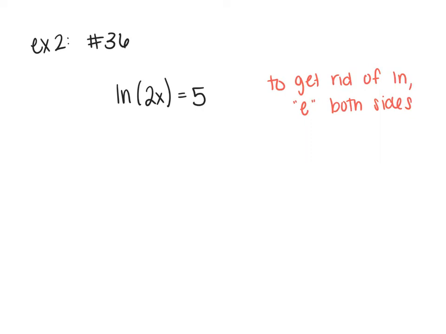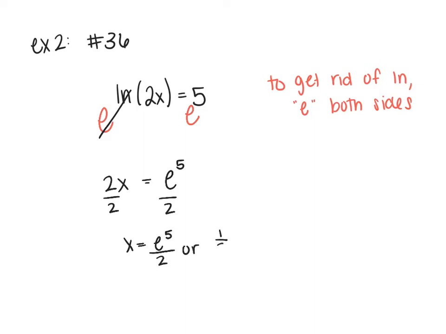So I'm going to e both sides, which just means raise those things to the power, or e to that power. So e and natural log cancel out, which means my 2x will fall down. And then I have the e to the 5th power. Now I have 2 times x equals e to the 5th, which is just some number. So to get rid of the 2, I divide both sides by 2. So my answer is e to the 5th divided by 2.